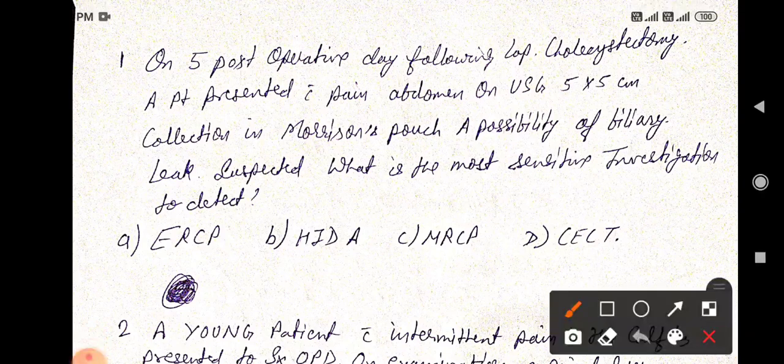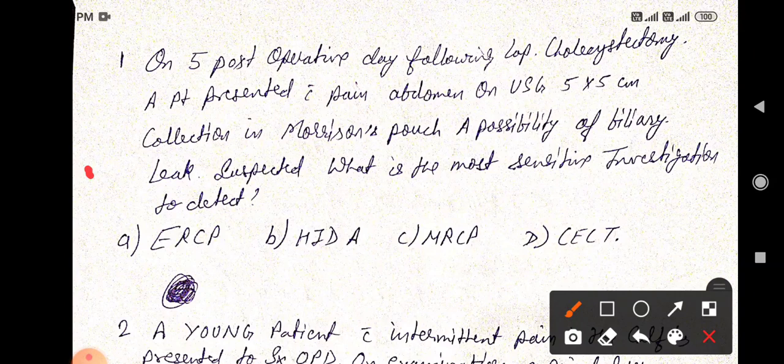On the 5th post-operative day following lap cholecystectomy, a patient presented with pain abdomen. On USG, a 5 into 5 centimeter collection in Morrison pouch, or we can say the fossa where we removed the gallbladder. A possibility of biliary leak is suspected. What is the most sensitive investigation to detect it? ERCP, HIDA scan, MRCP, CECT.